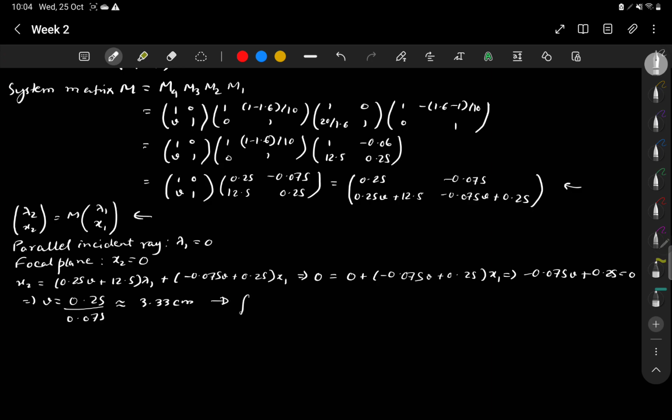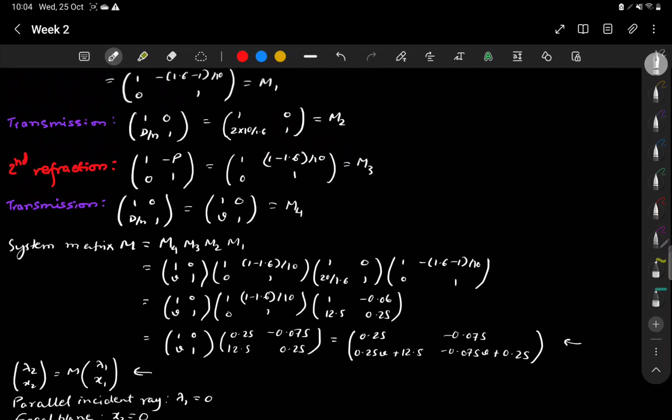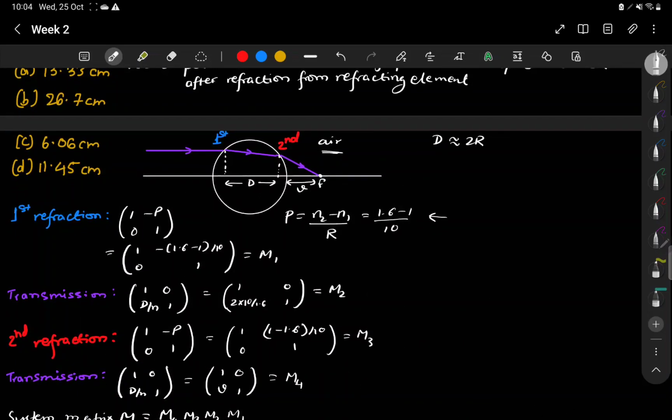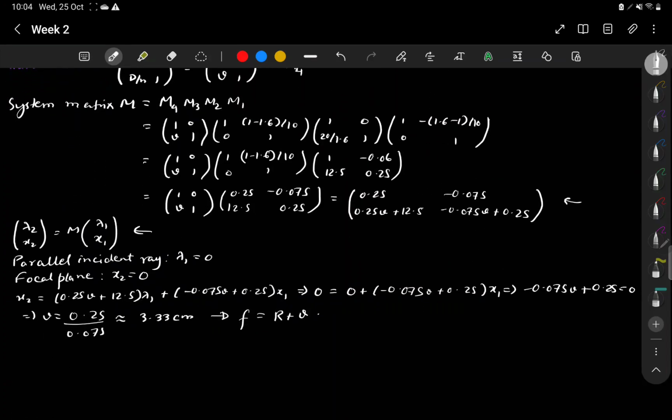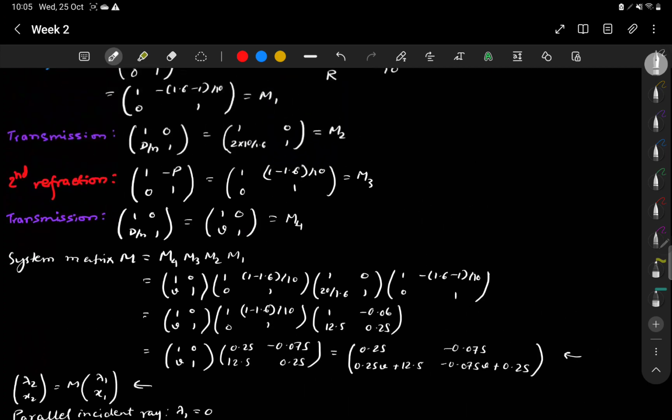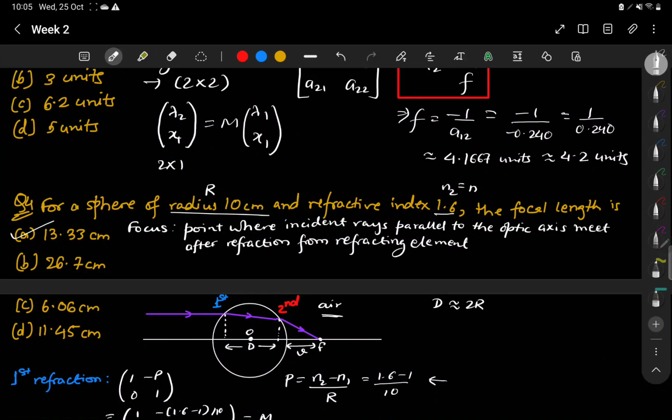And this gives f, which is R plus V, because from the center we will look, this is my origin, so R plus V, which is R is 10 and V is roughly 3.33, so this is 13.33 centimeters. So the correct option is option A.